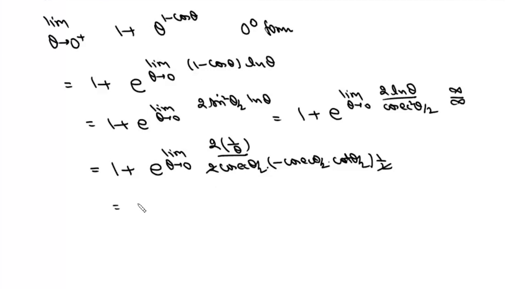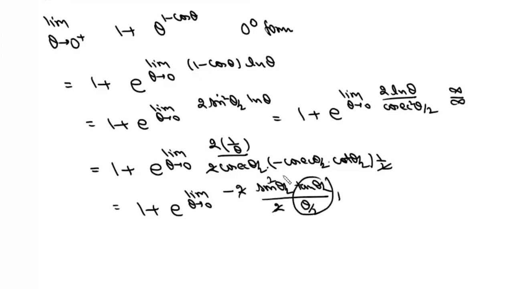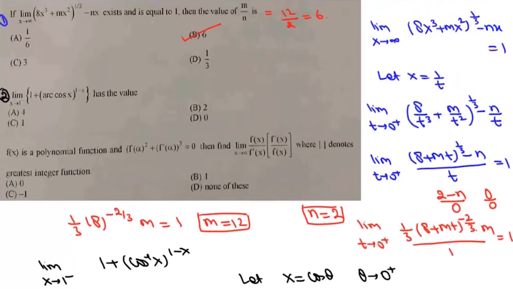Now we can write this as 1 plus e to the power limit theta tends to 0 of minus 2 sin theta by 2 sin square theta by 2 tan theta by 2 upon theta, and we multiply and divide it with 2. This is 1 and sin 0 is 0. So this is 1 plus e to the power 0, which is 1 plus 1, and that is 2. So the answer to this limit is simply 2. And that's your option B.